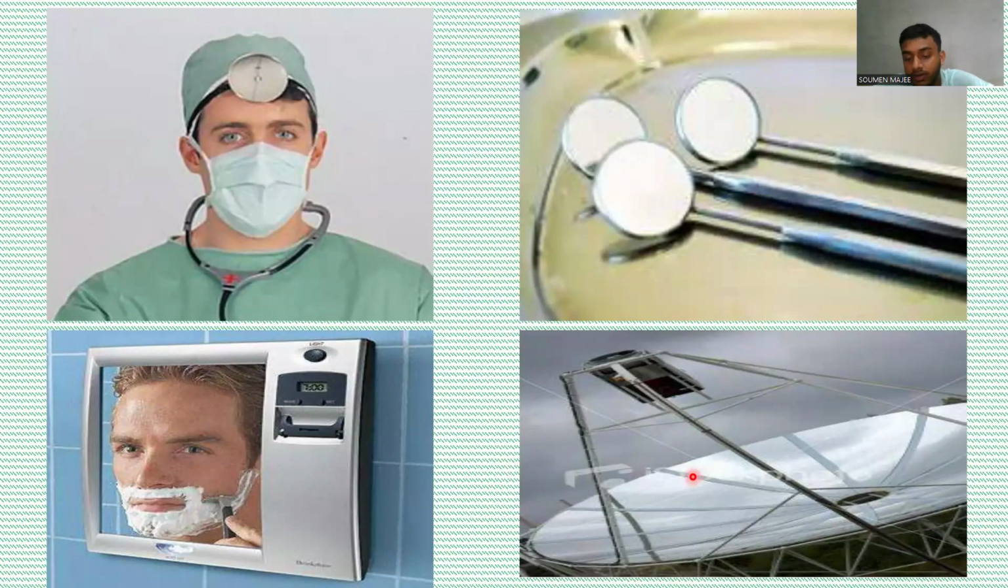It is a solar furnace. What happens? Light comes to this mirror and after that it will be concentrated here so that a larger amount of heat is produced. So these are the applications of concave mirrors.